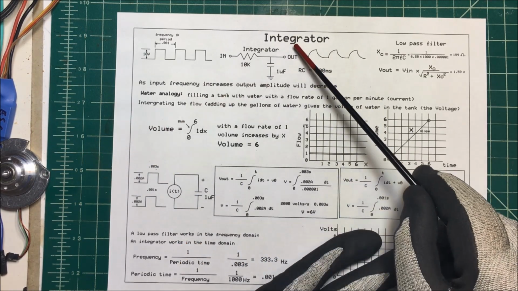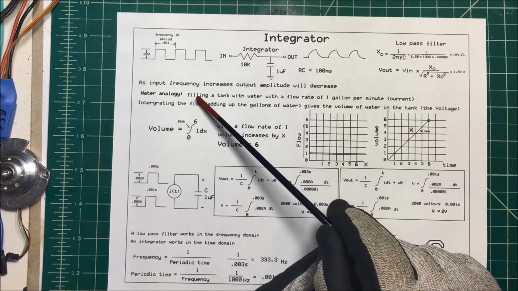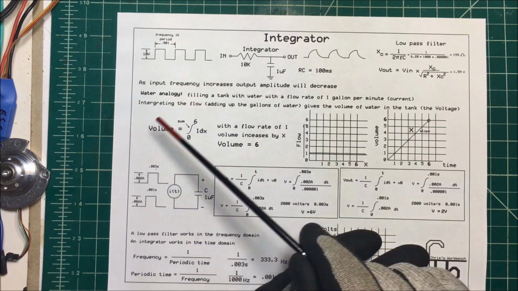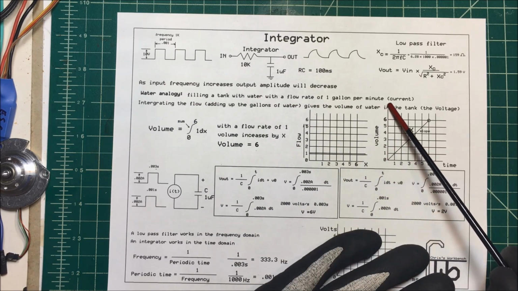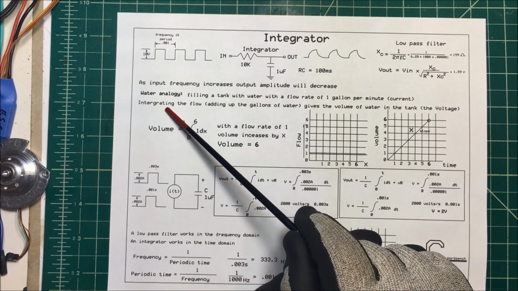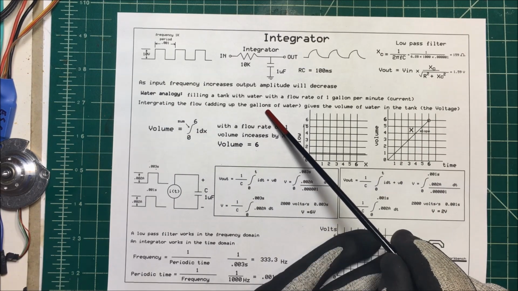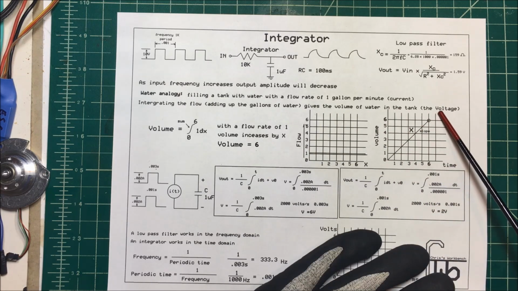So now, why do we call it an integrator? So we'll use a water analogy. If we fill a tank of water with a flow rate of 1 gallon or 1 liter per minute, and that'll be our current. Now we're going to integrate that. So integrating the flow, we just add up the gallons or liters of water, and it gives us the volume of water in the tank, or the voltage.